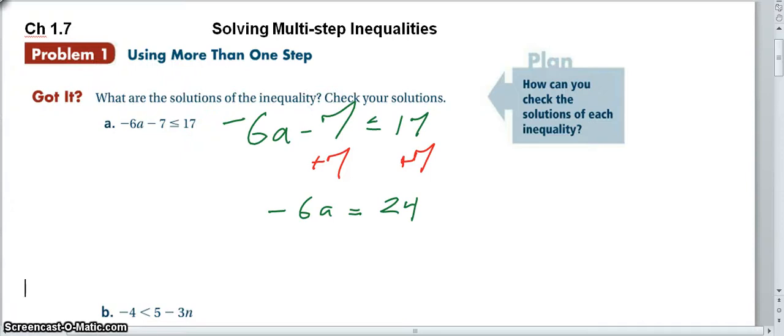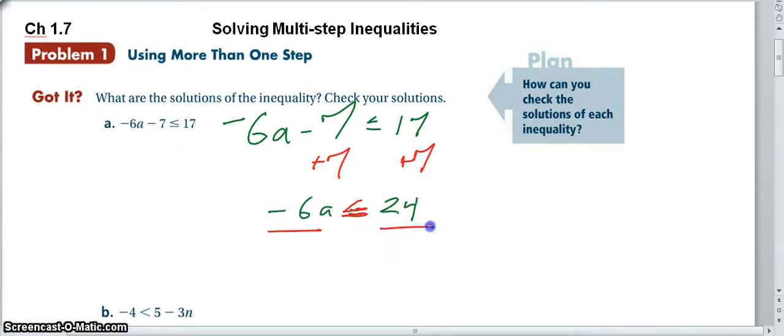Alright, so hopefully you remember that we want to start by getting like terms together on one side. Since I have a variable and a constant on the left side, I go ahead and put that constant over on the right side by adding 7, the inverse operation. That leaves me with negative 6a less than or equal to 24. Make sure that you didn't make that mistake of writing equal instead of less than or equal.